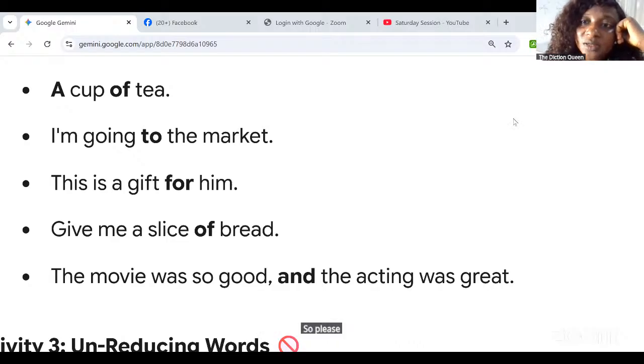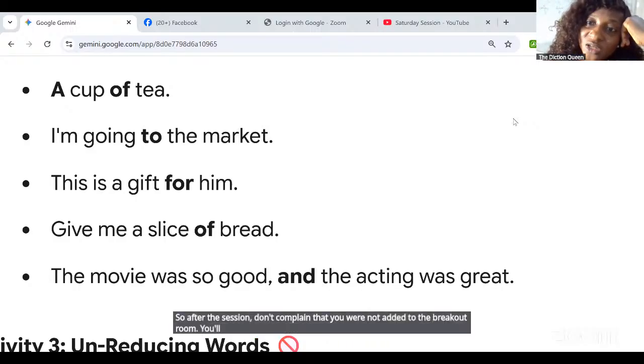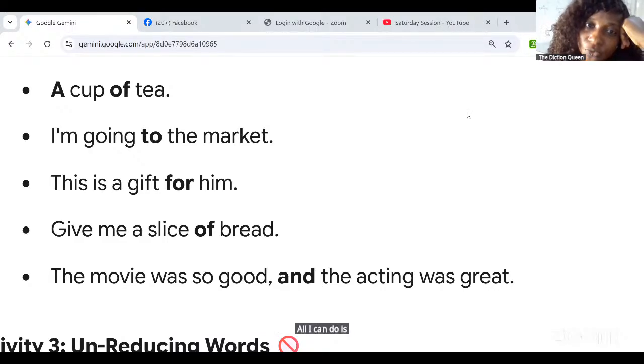Please join your room. The notification has been sent already. If you don't join, there's nothing I can do about it. After the session, don't complain that you were not added to the breakout room. You'll get a notification asking you to join the room. All I can do is initiate the rooms. You need to join yourself. Join the room and start practicing with others.